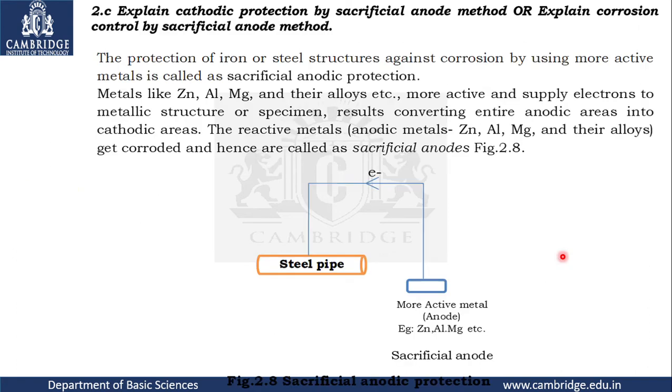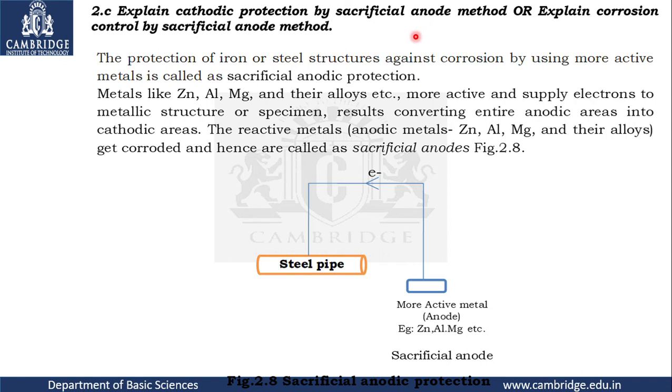Moving on to the third question. 2C and 2D can be clubbed and asked as a single question. Most of the time, the 2C and 2D questions are clubbed and asked together. So let's see what the sacrificial anode method is and how the metal can be protected from corrosion. Here 2.5 marks can be allotted for the sacrificial anode technique and another 2.5 for the impressed current technique.